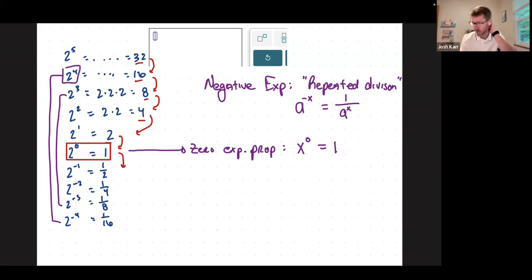So those are our two properties that we're going to be using in future videos. Anytime you see something to the 0 power, that is equal to the number 1. And anytime we see a negative exponent, that really means let's divide by this thing. We need to do the inverse rather than what a positive exponent represents.